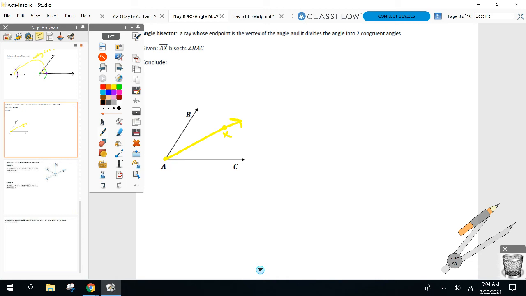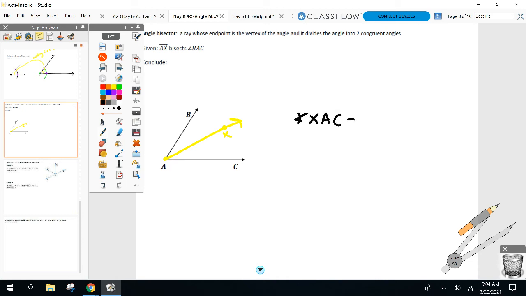All right, so what do I know now? AX is an angle bisector. It just cut BAC in half. Do you see the two congruent angles? Name them. Go ahead, name them. What are the two congruent angles up here? XAC.